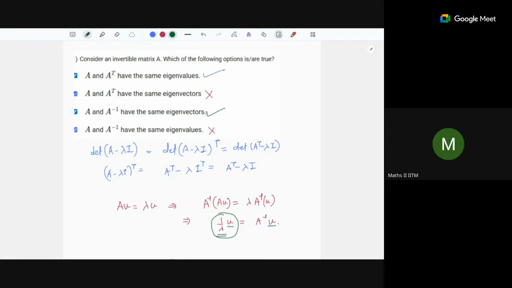No, look, this is the proof. Suppose lambda is the eigenvalue and the corresponding eigenvector is v. You just multiply A inverse on both sides, so you will get A inverse v is equal to 1 over lambda v. So for 1 over lambda, the eigenvector is the same v which was there for lambda. That's the proof. So the eigenvector remains the same.